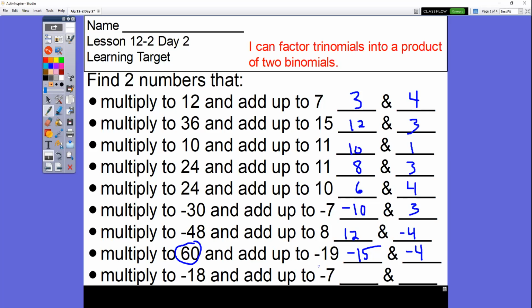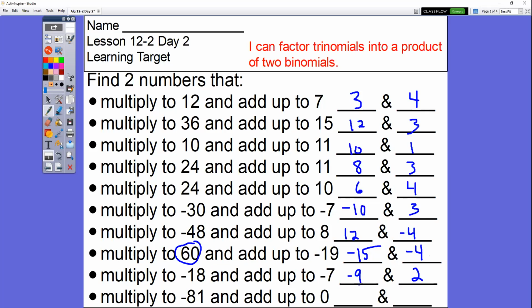Go ahead and type that in the chat, please. Yep, I see a bunch of correct answers. It is negative 9 and positive 2. Negative 9 times 2 is negative 18, but negative 9 plus 2 is negative 7.